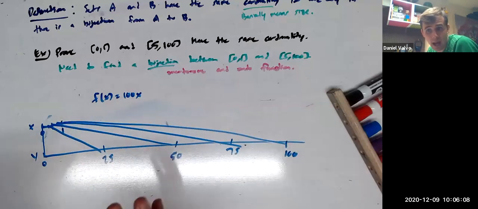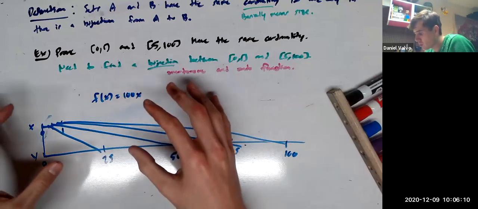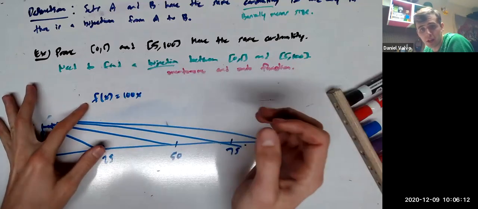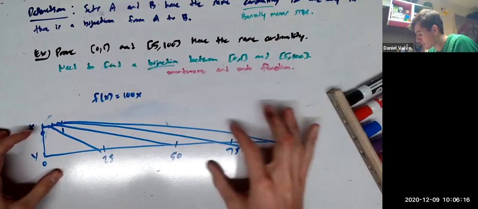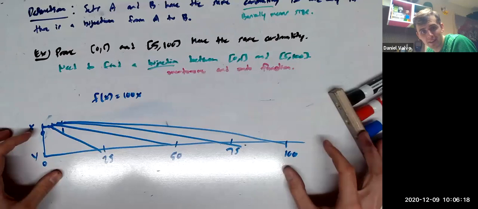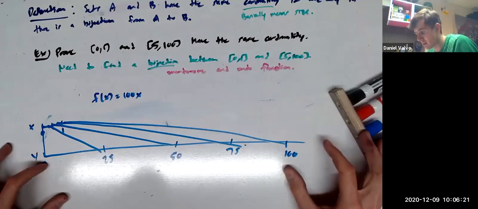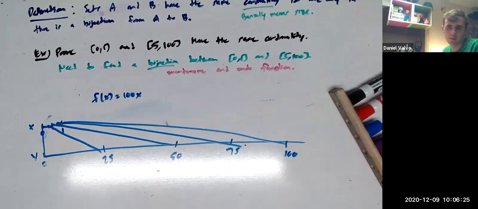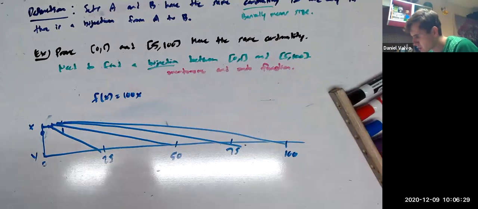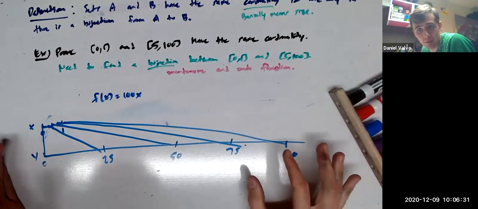So if you notice here, what's happening is, if you do f of x equals 100x, and then you plug in everything in 0, 1, it's just going to spread everything out between 0 and 100. Because 0 times 100 is 0, 1 times 100 is 100, and we hit everything else in between. Hope that makes sense. So multiplying by 100 just spreads everything out, really.